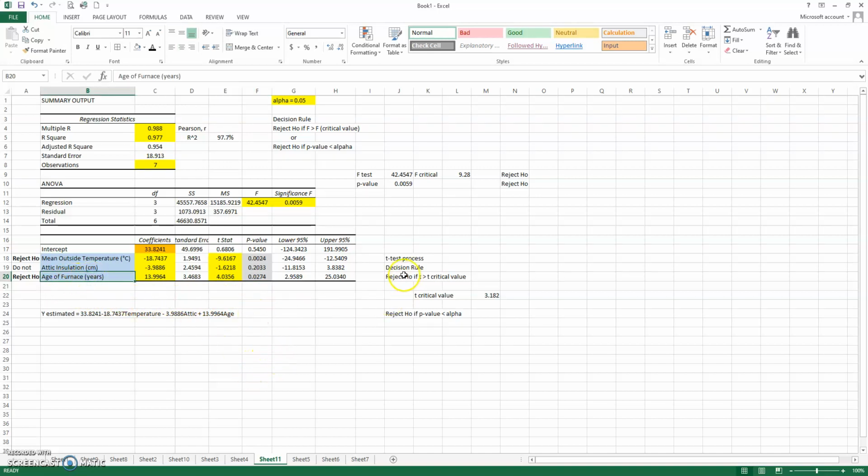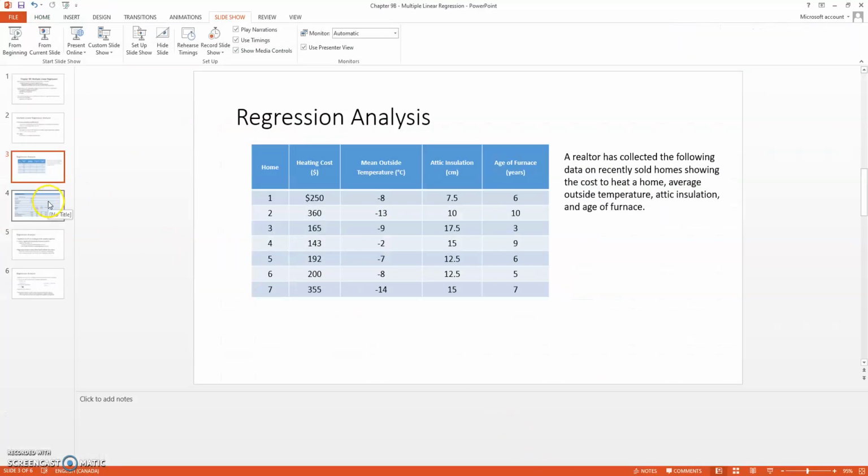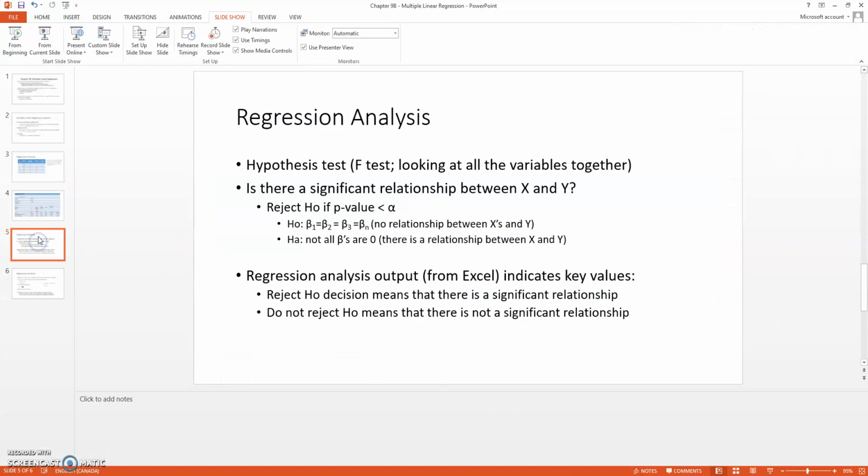Now that ends the process for the hypotheses test for the individual independent variables. Just wanted to highlight here that these test statistics in yellow can be computed by taking the coefficient of slope for each of those independent variables divided by the standard error. And there we go, 9.6167. Go back to our PowerPoint here. We've looked at that data.